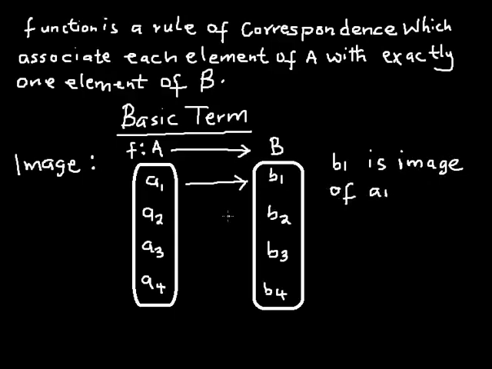It's just like you look at yourself in the mirror. What you see is your image. Okay, so B1 is the image of A1. Let's say I map A2 to B3. Then I can also conclude that B3 is the image of A2. So I hope you understand what an image is. That unique element in B that is mapped from a particular element in A is known as the image.